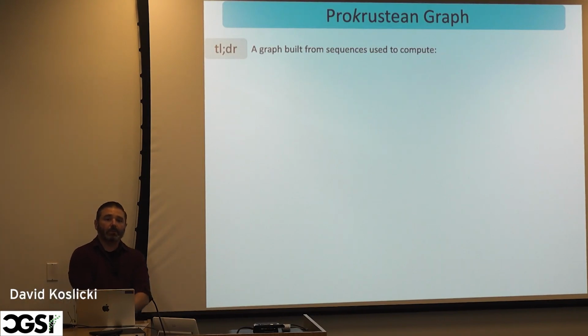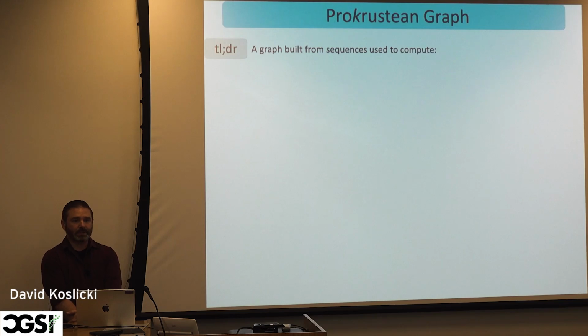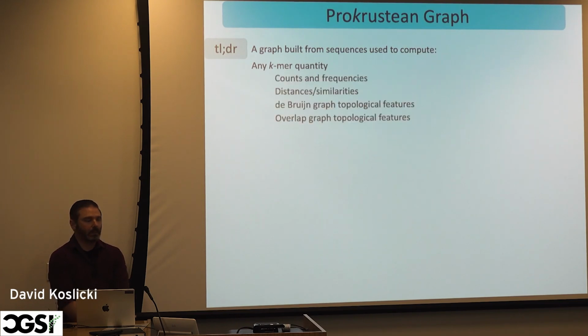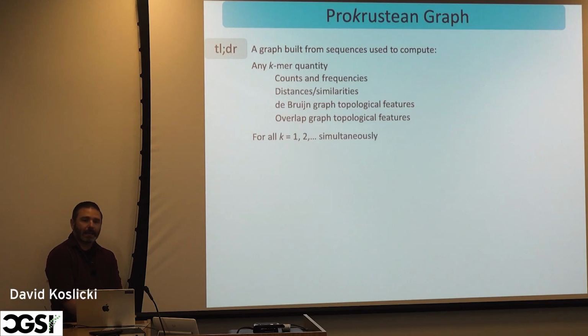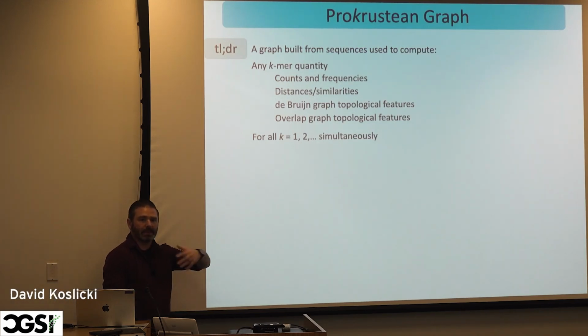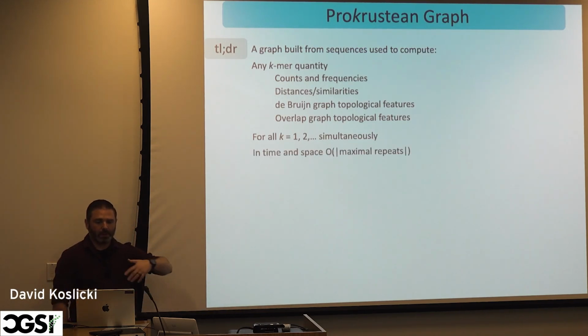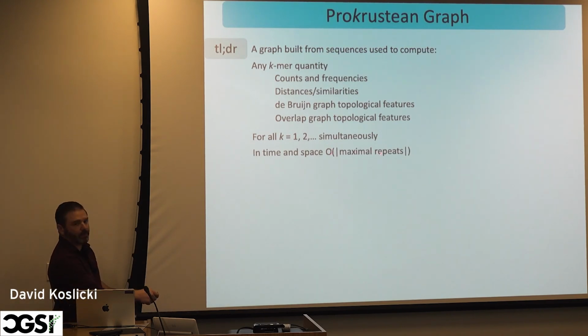So a TLDR of what the Prokrustean graph is: it's a graph. You build it from sequences, and you can use it to compute any of these k-mer-based quantities that I just talked about. Counts, frequencies, distances, et cetera. And you can do this for all k simultaneously in time and space Big O of the number of maximal repeats. So it lets you do a lot of stuff in a somewhat compact representation.